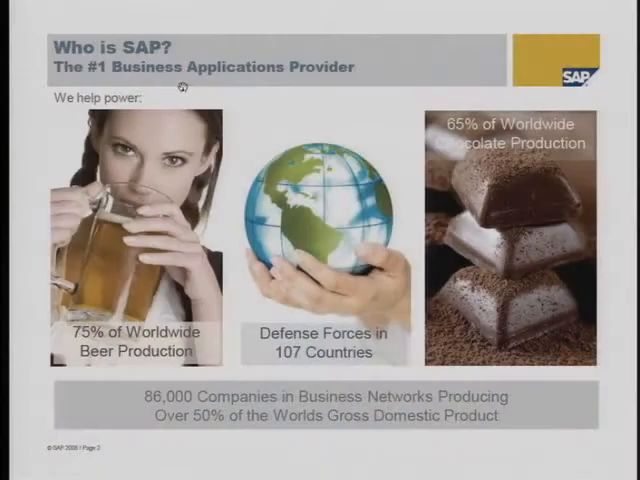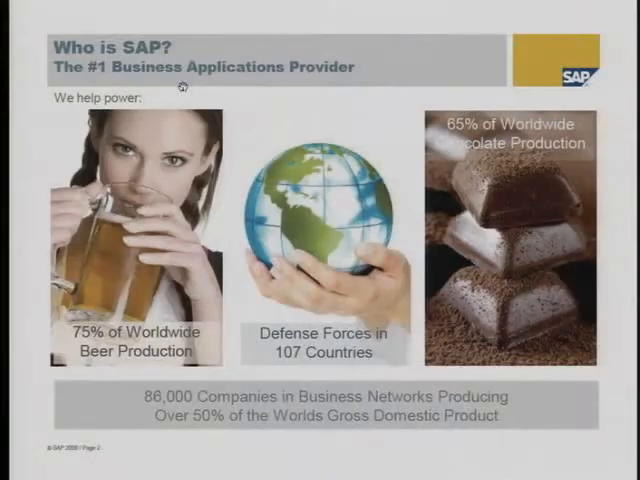I'm going to give you a few words on who SAP is as context for why we care about OpenSocial. SAP is focused on business applications. We are the number one business applications provider in the world. Our customers represent the output of about 50% of the world's gross domestic product, so we have a pretty big footprint. More importantly, we touch the lives of everyone in this room.